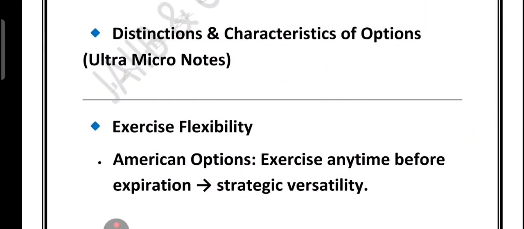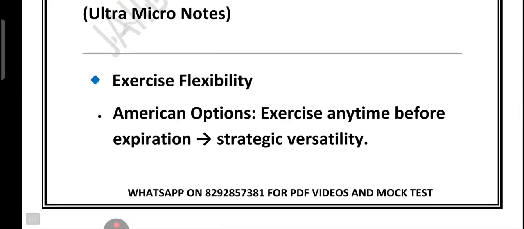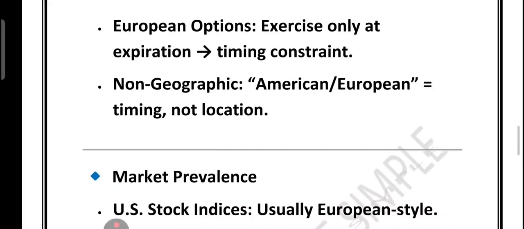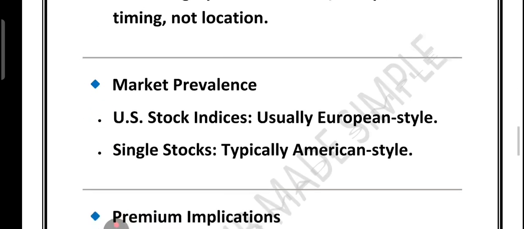Now let's talk about some more important points, characteristics of options. Now friends, options come in two styles, American option and European option. An American option means A for America, A for any time. You can exercise the option any time before expiry. And European option means what? You can exercise only on the expiry date, right? So American means any time, European means expiry only.